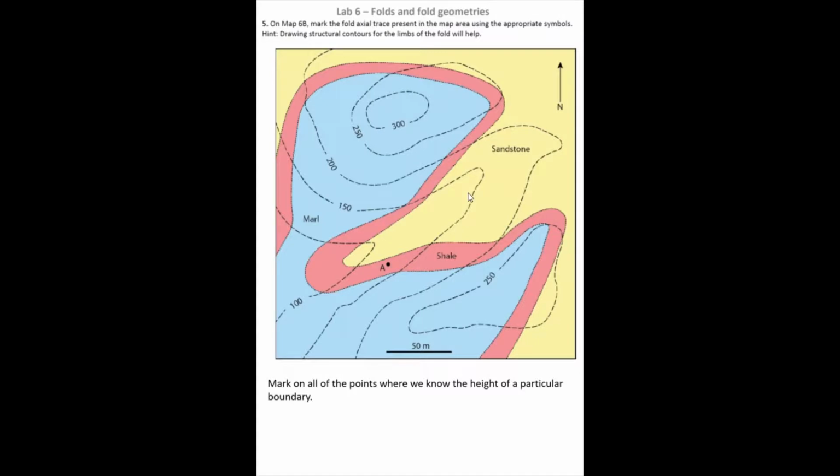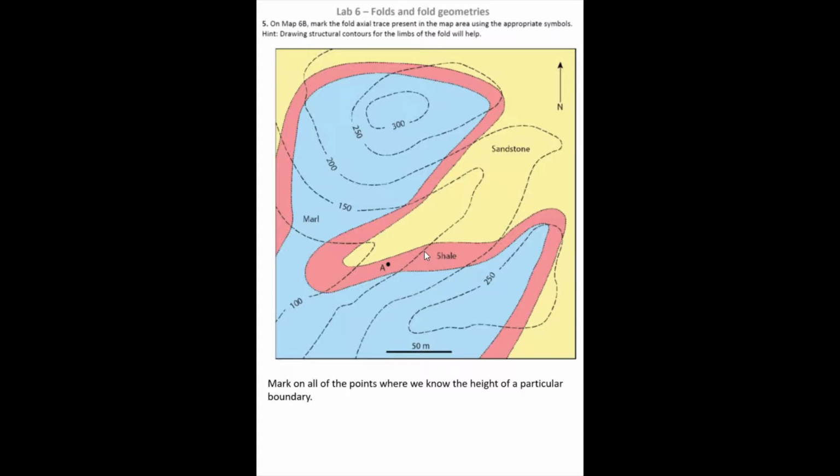The second half of our lab asks you to mark the fold axial trace present in the map area using appropriate symbols. And again, a hint for this is to draw structural contours for the limbs. Okay, well, we can see that these rocks must be folded because we've got this mirror image repetition of the beds. We go from blue to red to yellow to red to blue. So it looks like these are folded.